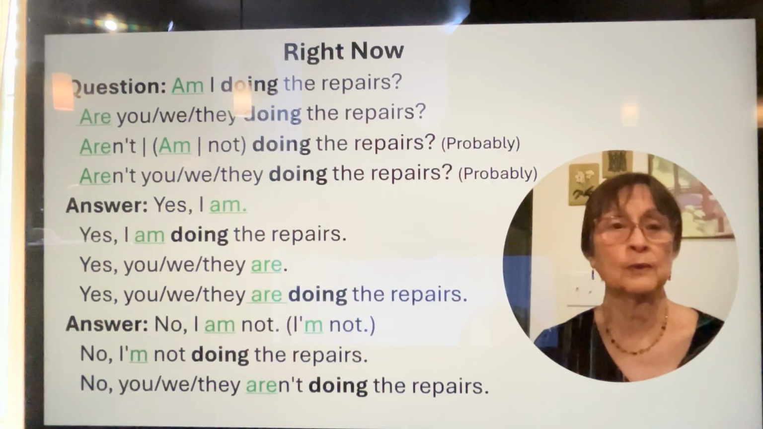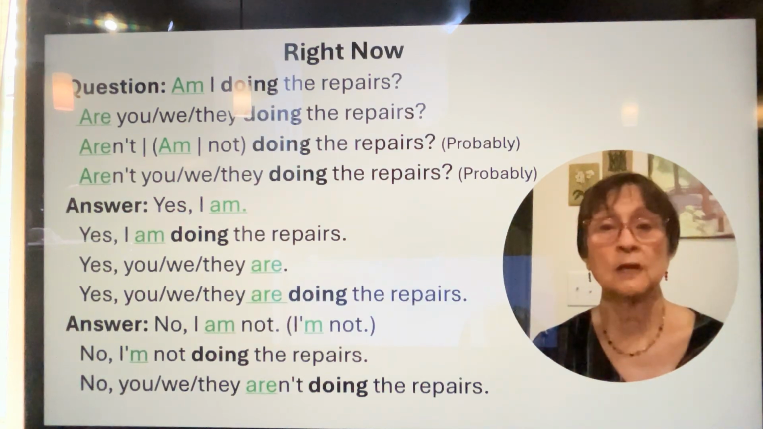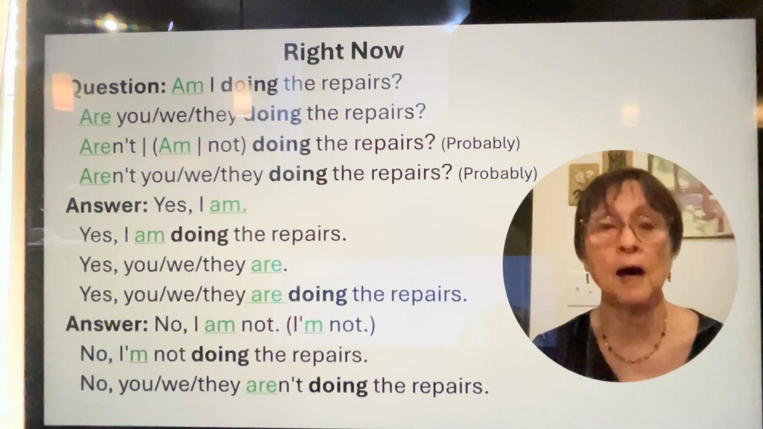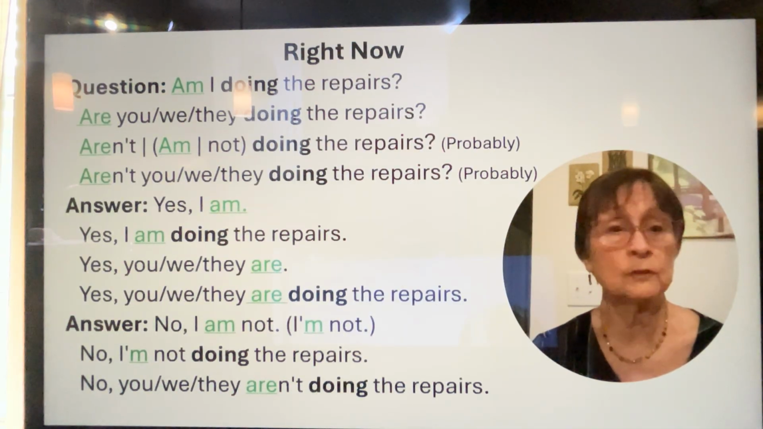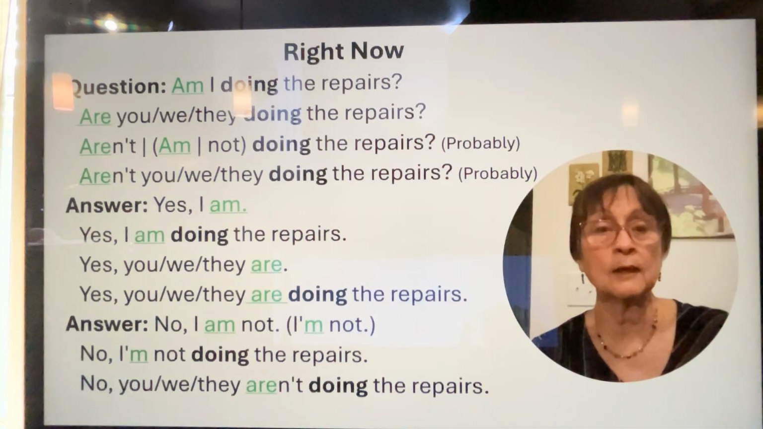It's just the helper. Yes, I am doing the repairs. Yes, you, or we, or they are. Yes, you, or we, or they are doing the repairs. If the answer is no, no, I am not, or I'm not. No, I'm not doing the repairs. No, you aren't doing the repairs. We aren't doing the repairs. They aren't doing the repairs. That's for right now.